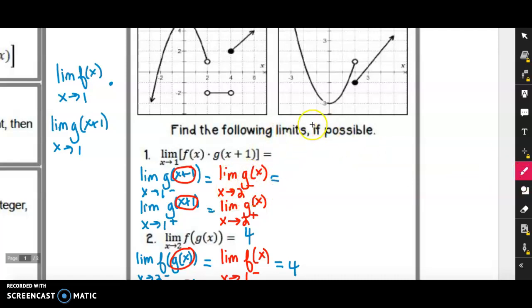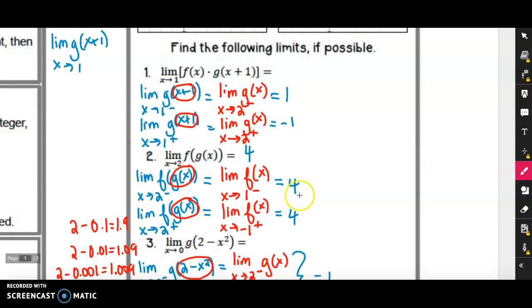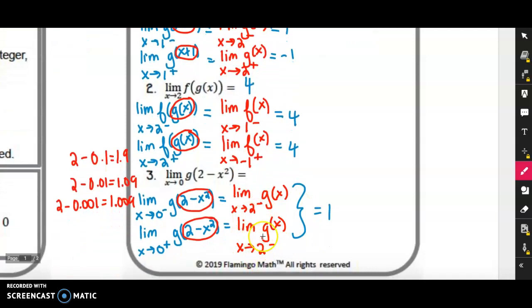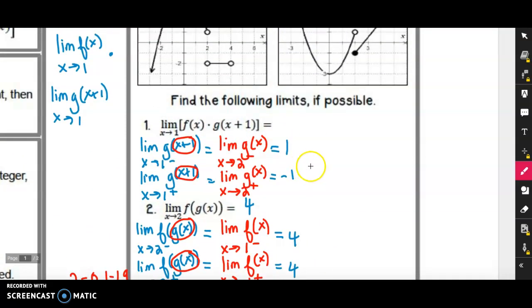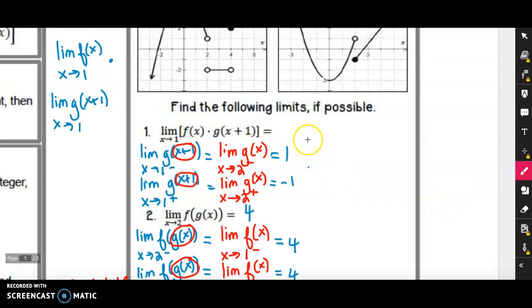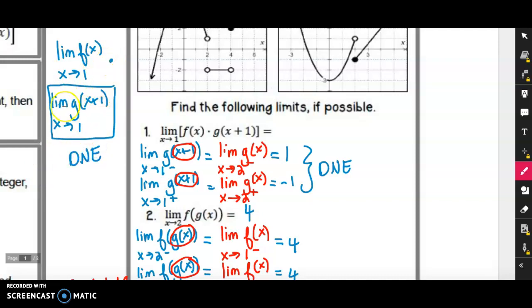So on g of x, as I approach 2 from the left-hand side, I get 1. And as I approach 2 from the right-hand side, I get negative 1. And then now we come into our first example where these don't match. Here they match, so I got 4. Here they matched automatically because they're the same limit, and I got 1. Up here, this part does not exist. And so I can't do this product thing because this part doesn't exist. So I can't do the product of two limits when one of your limits doesn't exist. So that's the final answer for that one.